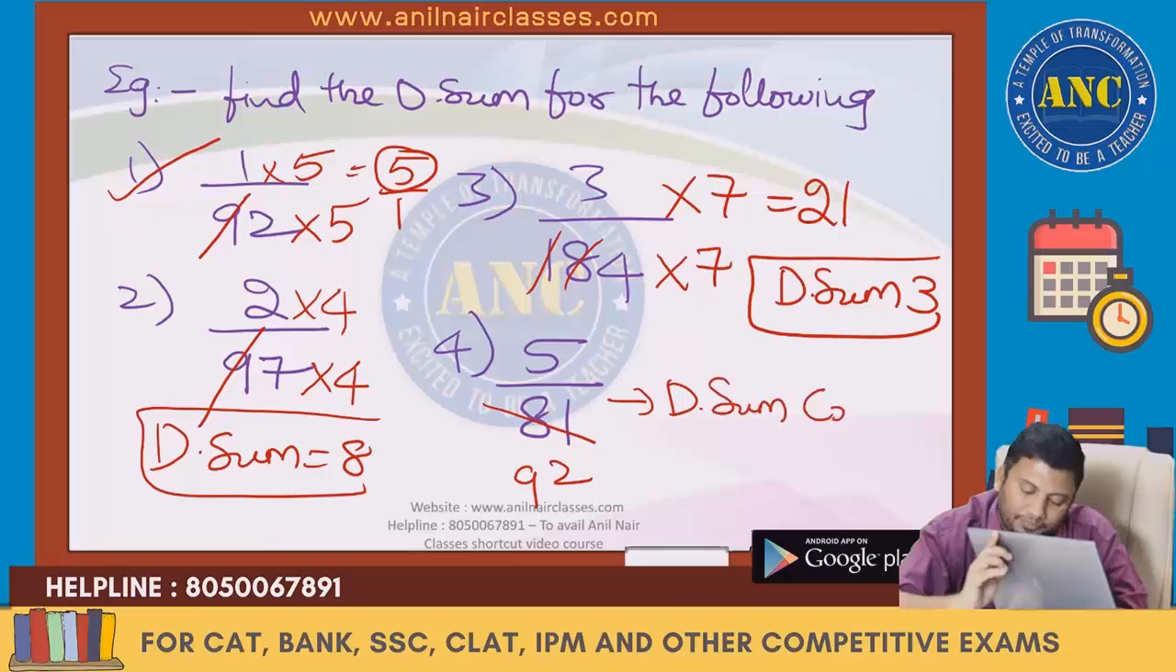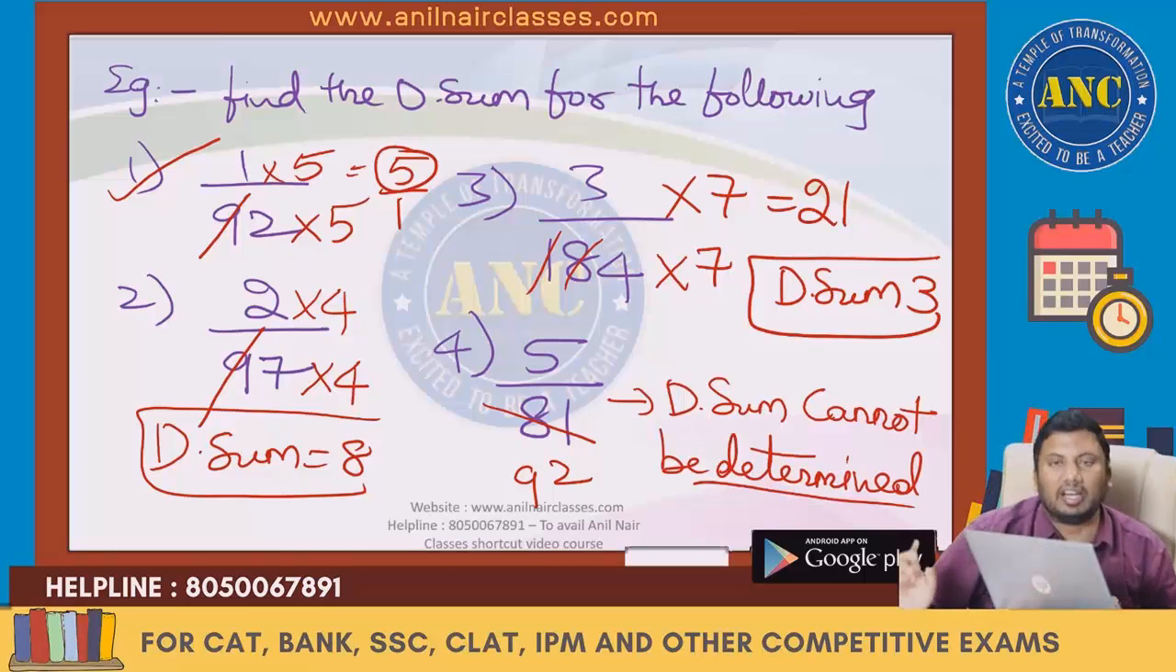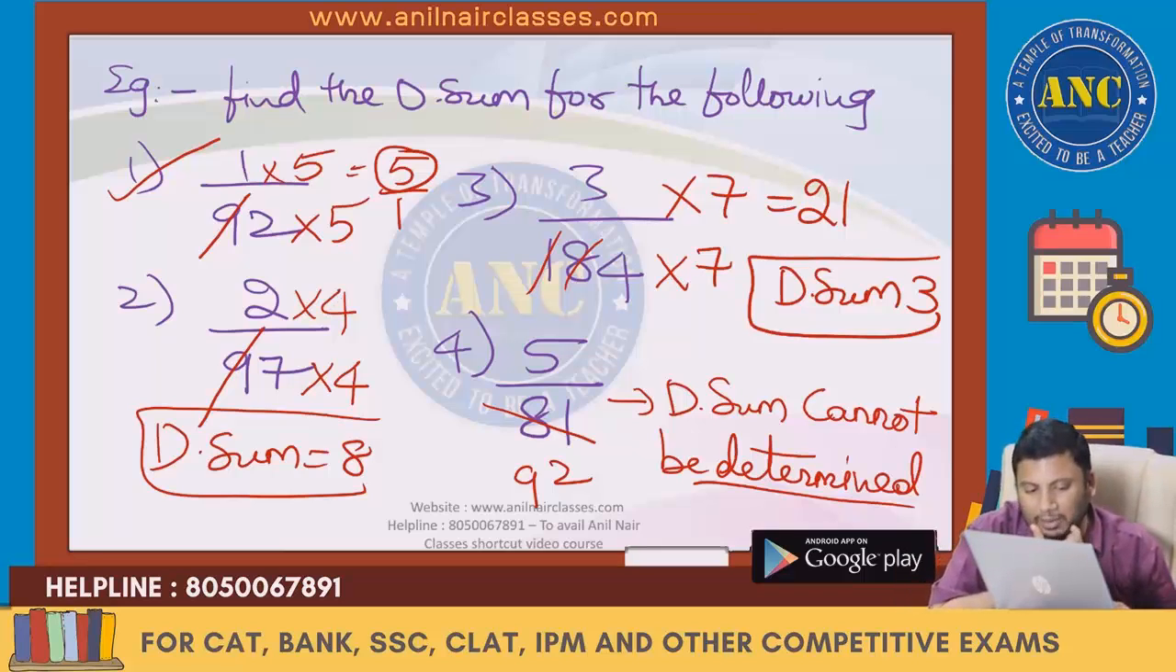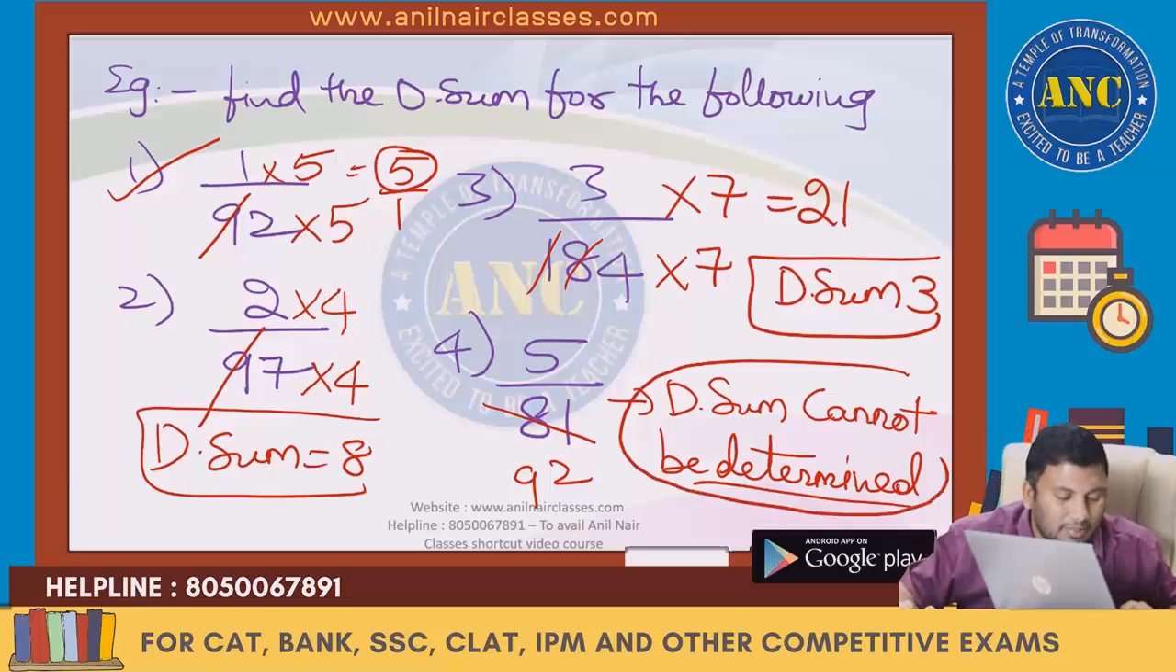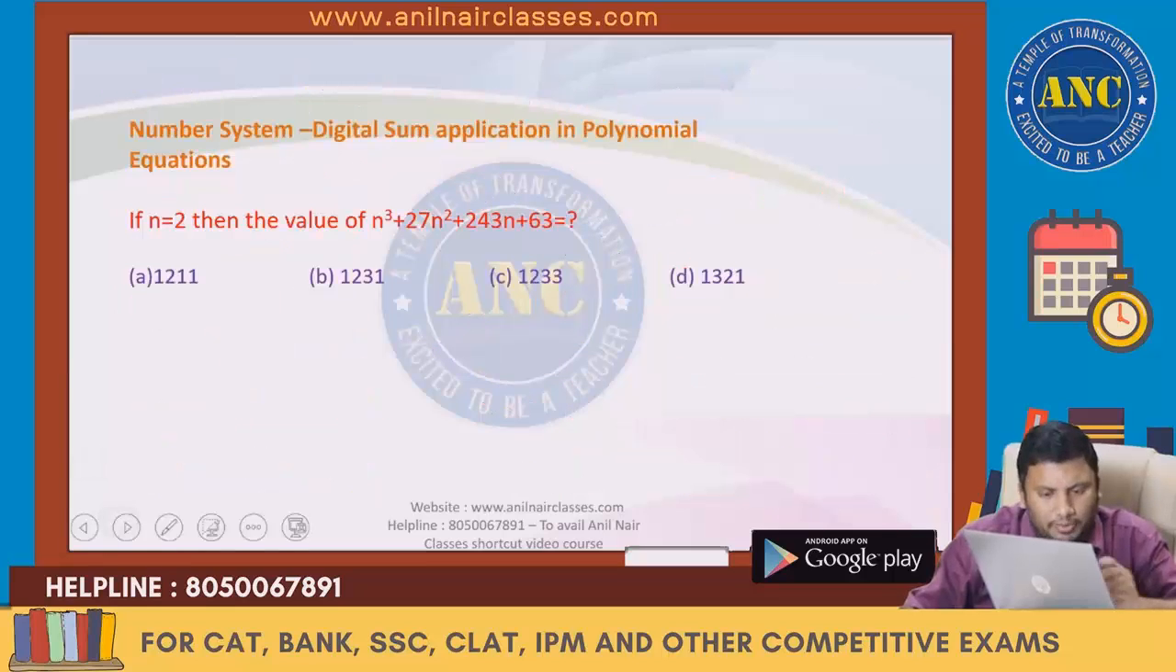Digital sum cannot be determined. I hope it is clear. If the digital sum is 2, multiply by 5. If the digital sum is 7, multiply by 4. If the digital sum is 8, multiply by 8. If the digital sum is 3, 6 or 9, digital sum cannot be determined. Three, four examples will make it clear to you.